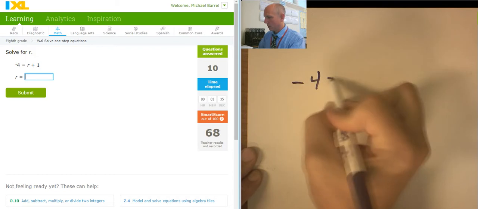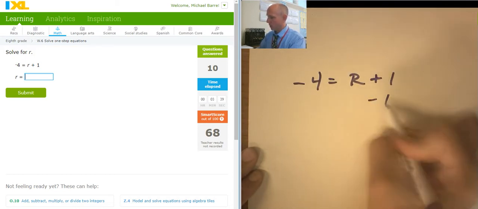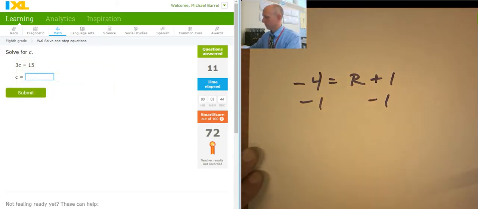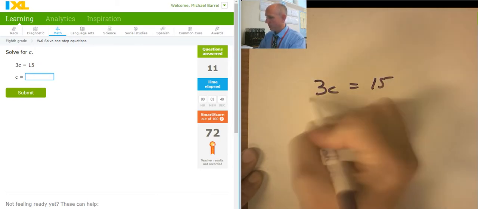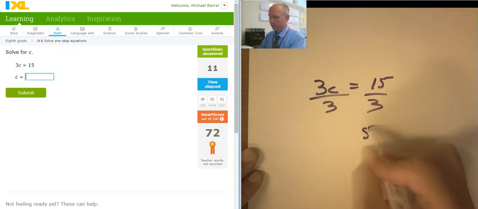Negative 4 equals R plus 1. I'm going to subtract 1 from both sides. Negative 5. 3c equals 15. I'm going to divide both sides by 3. That's going to give me a, not a 3, a 5, right?